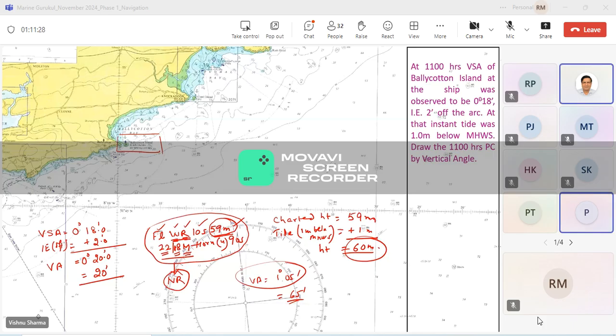If tide falls below mean high water spring, will the height of the lighthouse above water increase or decrease? If here is the light and this is the mean high water spring, this distance is 59 meters. This is the charted height. Now if the level is 1 meter lower, the sea level goes down and the height above the water will increase by 1 meter, yes or no? Yes, sir. Okay. So we have the height of 60 meters.